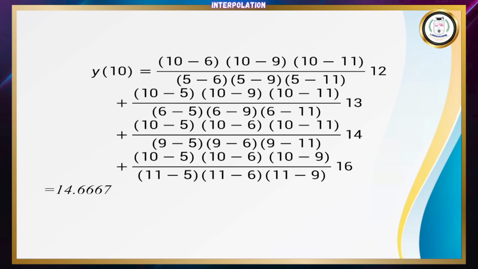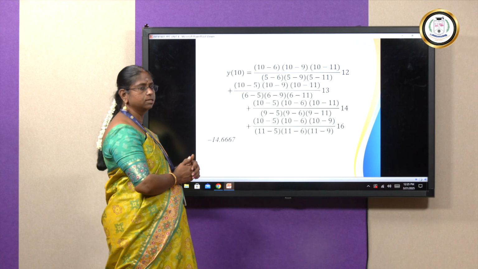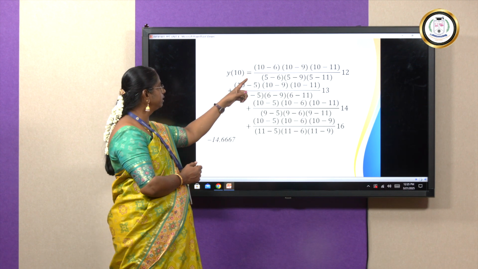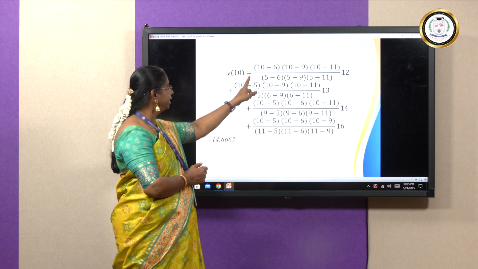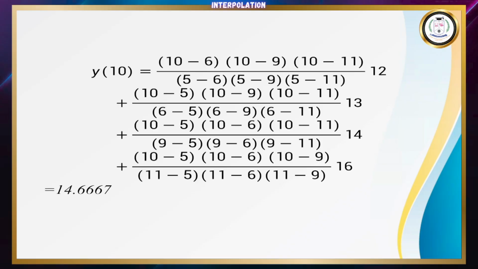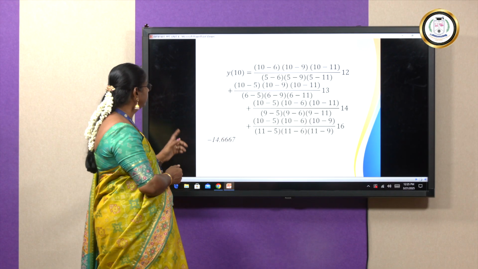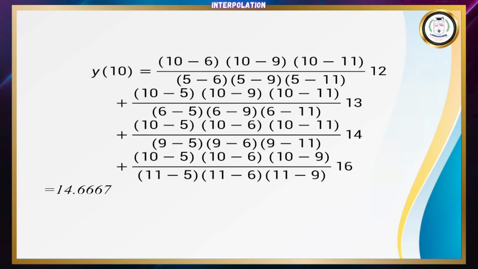Then I want to find out the value of y at x is equal to 10. So in the place of x, I substituted x is equal to 10 and the remaining values are written. This is x1, x2, x3, and x0 is written as 5. So x0 minus x1, x0 minus x2, x0 minus x3, into the corresponding entry, that is y0. Similarly, the second term, third term and the fourth term have been written. Then when I simplify this, I will get the answer, it is 14.6667. So this is the value of y at x is equal to 10.